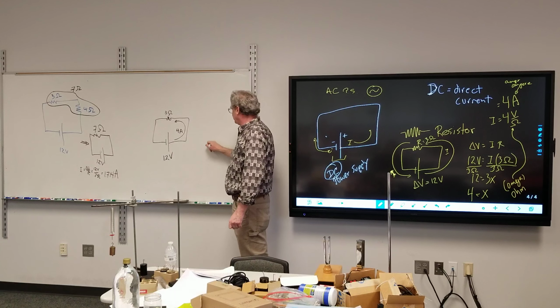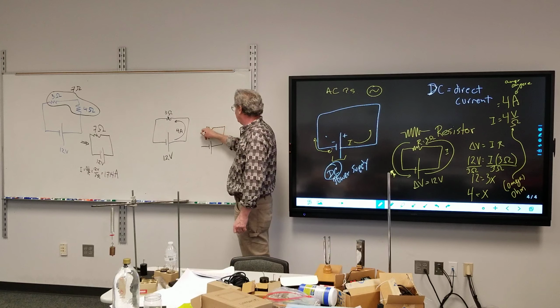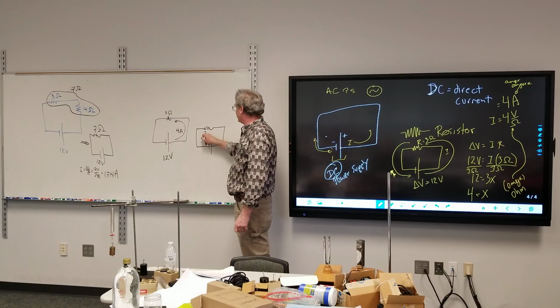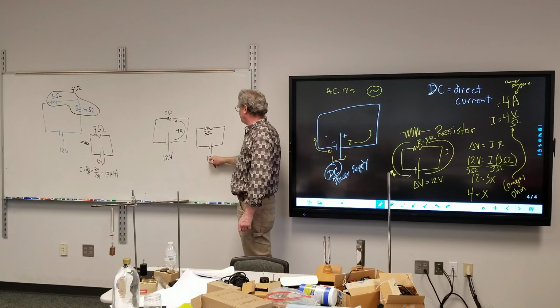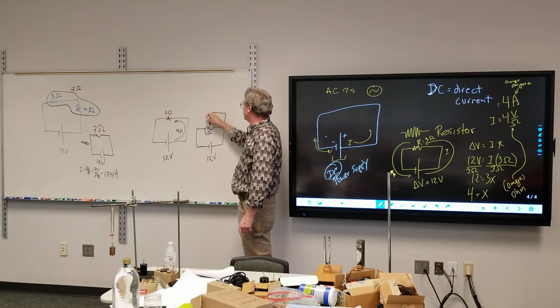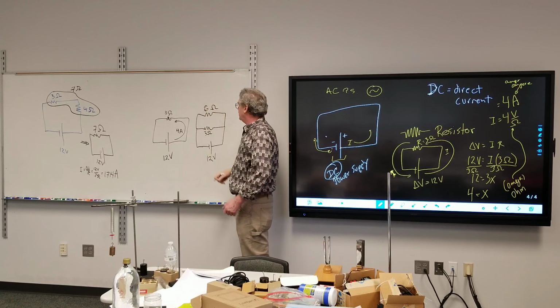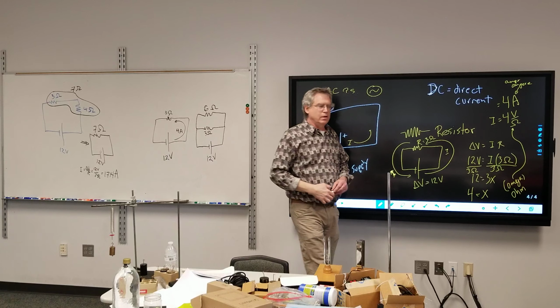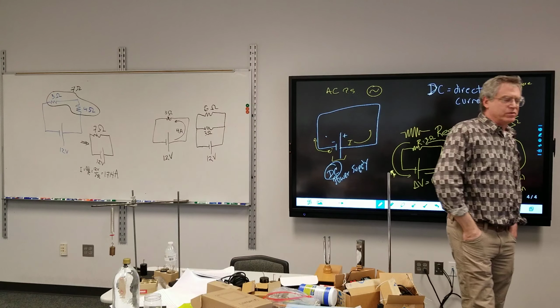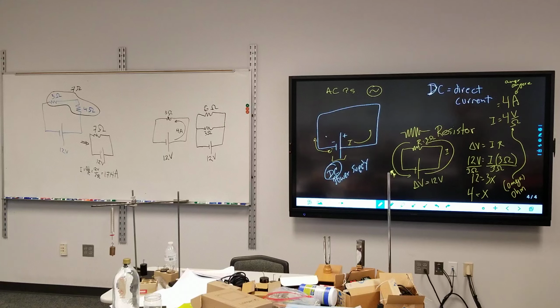Now what I'm going to do is add a resistor to this. I've got my 3 ohm resistor right there, and my 12 volt power supply, and I'm going to add a resistor there and make that 6 ohms. And the question is: will the current coming out of the power supply increase or decrease when I add that resistor, or stay the same?